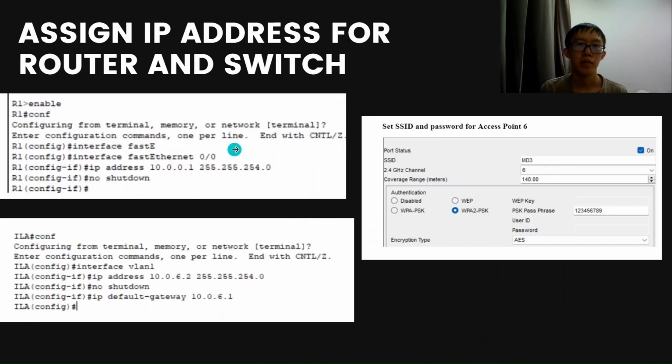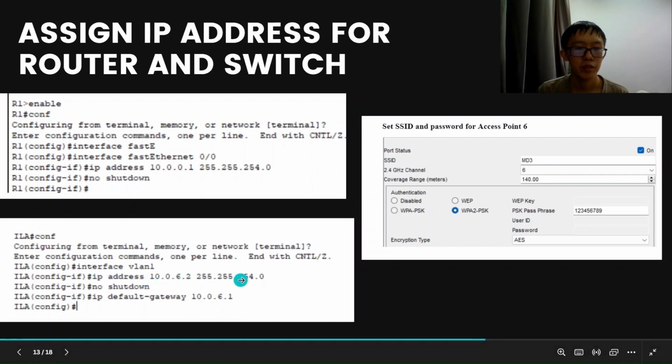Next, this is the step for how we assign IP addresses for the router and switch. First, we need to enter enable mode and config mode. Then we type interface FastEthernet 0/0 to assign the first one. Then we type the IP address 10.0.0.1 following with the subnet mask 255.255.254.0. Then no shutdown, press enter. For the switch, we also need to go to the config mode. Then we enter the interface VLAN1, set the IP address, then no shutdown. Then we enter the IP default gateway, which follows department 1.